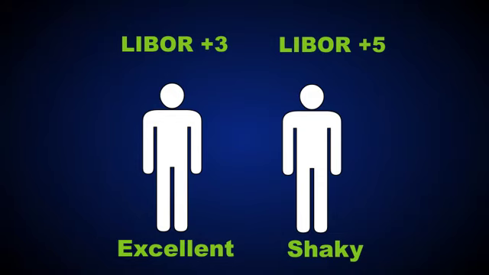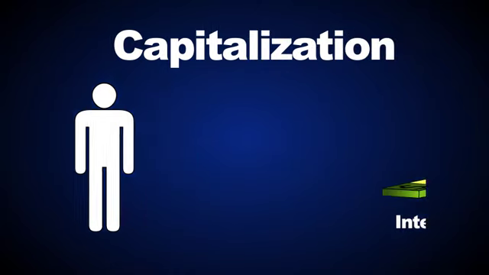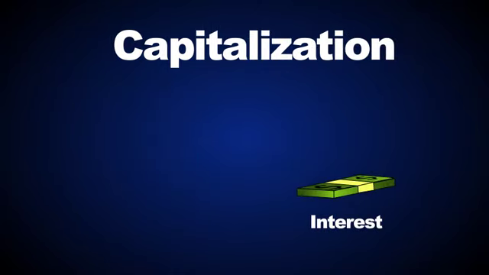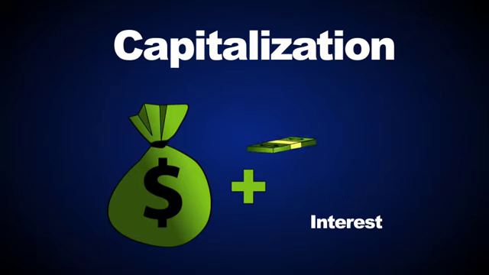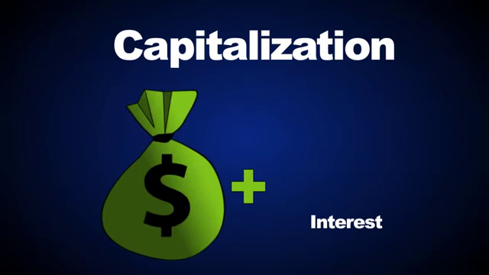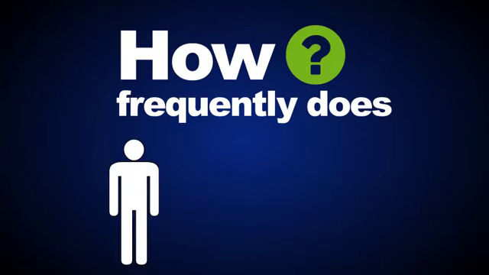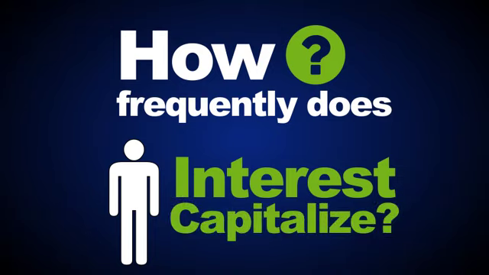Another factor that can affect the cost of your loan is capitalization. That's what happens when unpaid interest is added to your principal balance. You then start accruing interest on the new higher balance. Capitalization is a very common practice, but one that can add significant expense to your loan. Be sure to find out how frequently your lender capitalizes interest so you can pay it down before it gets capitalized.